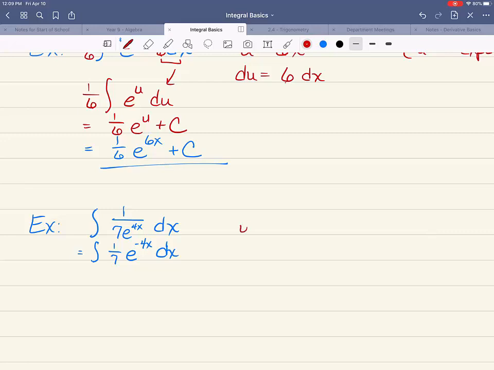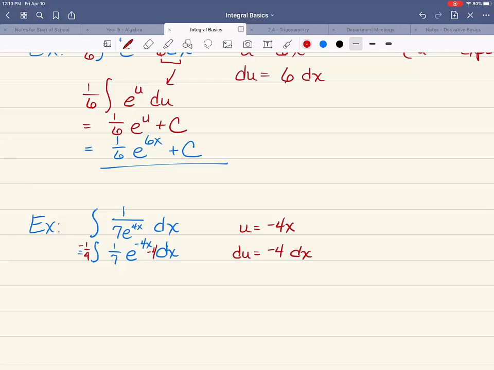So I'm going to say that u is only the exponent, remember, negative 4x. And then du will be negative 4 dx. All right, so now I have 1 over 7. I do not have negative 4. So I am going to put in my negative 4 that I need. And I'm going to put the negative 1 over 4 outside.